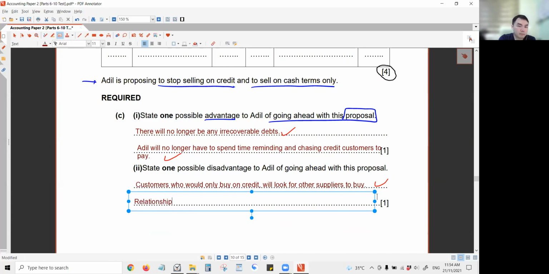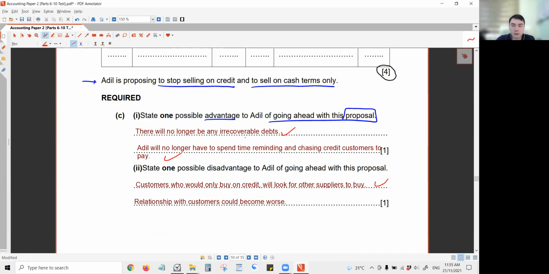Okay, relationship with customers could become worse, because they would like to have all customers paying immediately from now on. Customers have to pay immediately from now on. So if they feel like they are forced to pay immediately, therefore they will have a worse relationship with Adil. Okay.